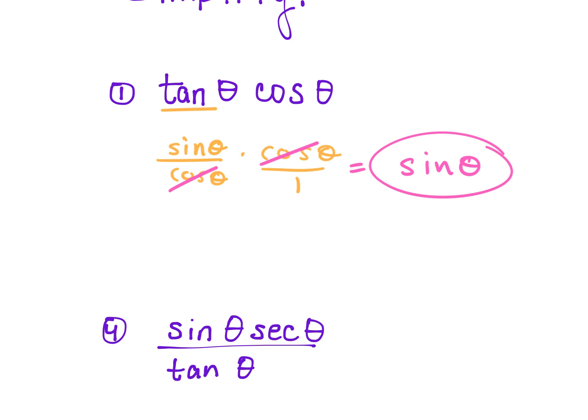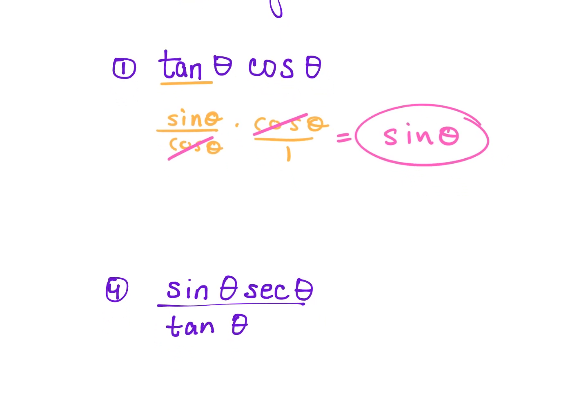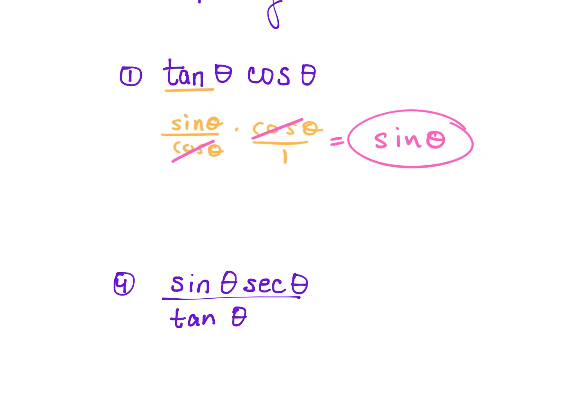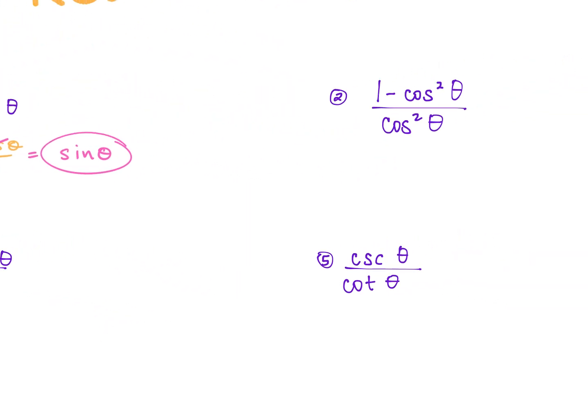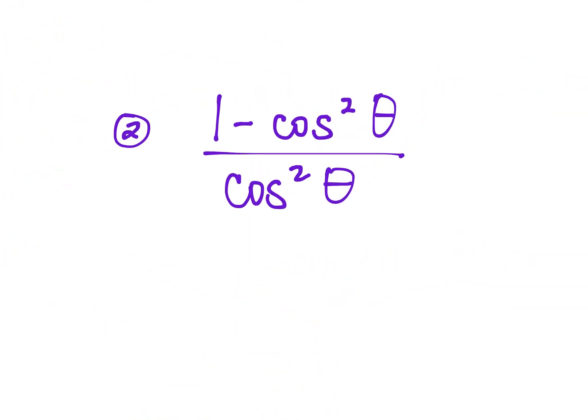So when you're multiplying, so a question like number 1 or number 4, one thing that you could do is always just change everything to be in terms of sine and cosine. See if you can get things to cancel out. Now, if you have something like number 2, when you have a trig function squared, especially if you're adding 1 or subtracting 1 to it, you're probably going to want to use your Pythagorean identities.